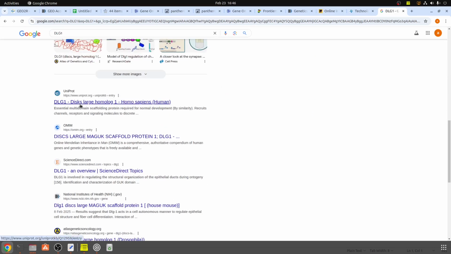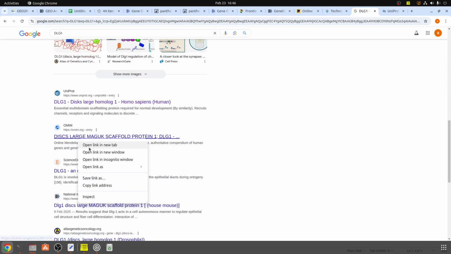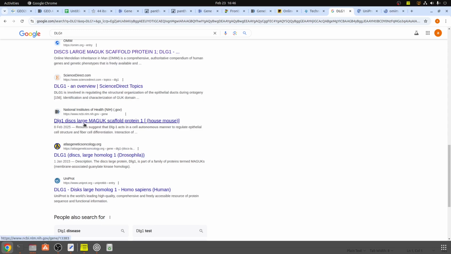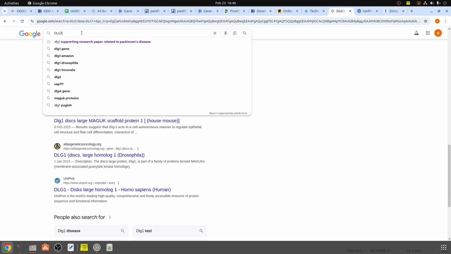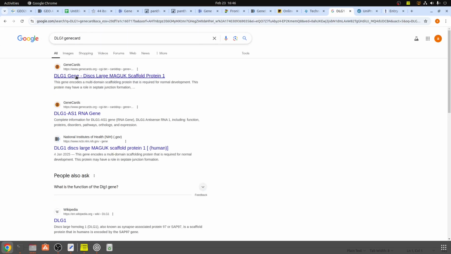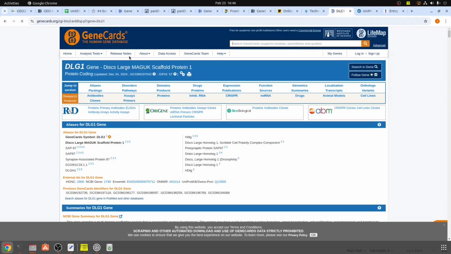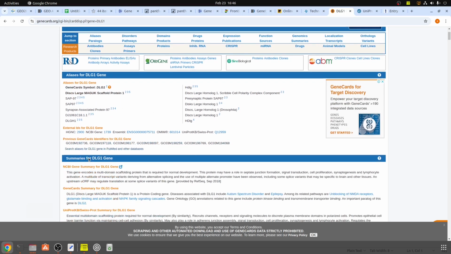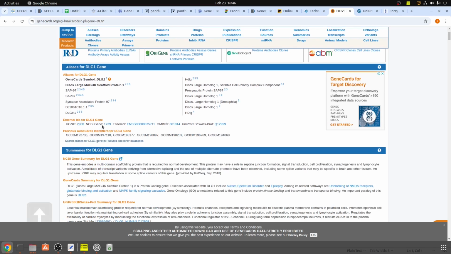Okay, so it also gives UniProt, and we have to check OMIM, and GeneCards. So we look at GeneCards also. First we look at the gene in GeneCards, and we identify how the gene is associated. It is discs large MAGUK scaffold protein 1, SAP97, and we go lower. It is also present in NCBI Gene. We can click over there.